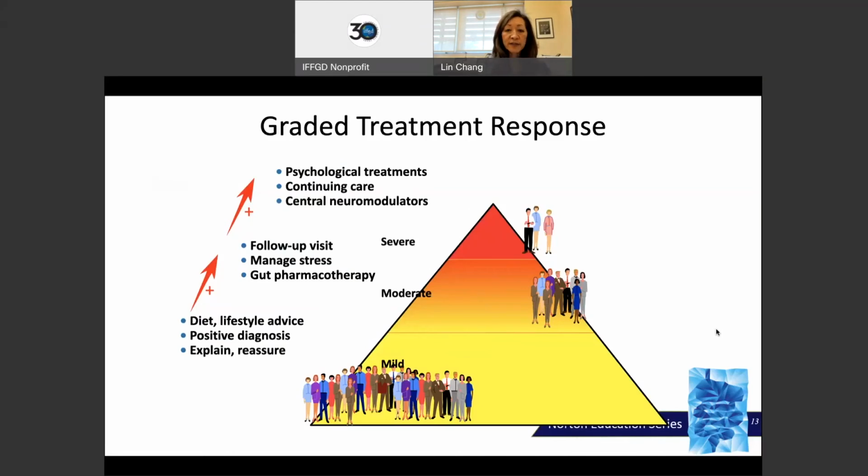Patients with moderate symptoms have symptoms that really start impacting their quality of life. In those patients, we do everything we do in patients with mild symptoms, but we add continuity of care, manage stress if symptoms are stress sensitive, and start using pharmacotherapy. For patients with severe symptoms, where quality of life is severely impacted, we also do what we do in mild and moderate symptoms, but we start introducing psychological behavioral treatments, continuity of care, and central neuromodulators. Next slide.